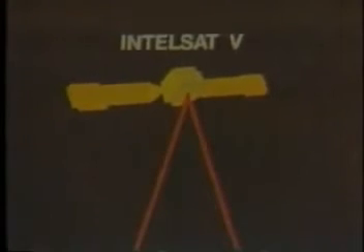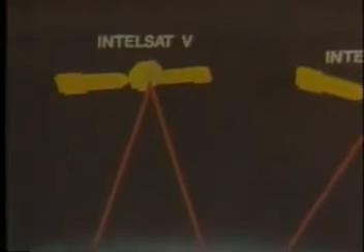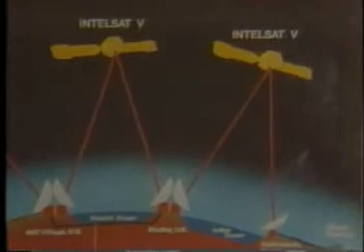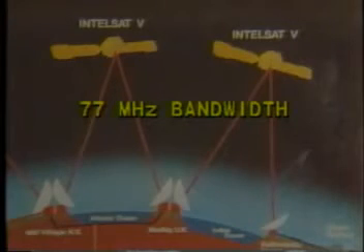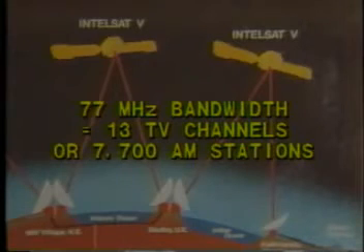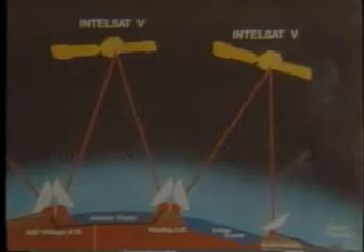As we will see later in this program, the bandwidth capabilities of microwave signals are substantial, far exceeding those of lower frequency signals. Intelsat 5's microwave satellite transponders support bandwidths of about 77 megahertz, the equivalent of nearly 13 television channels, or 7,700 AM radio stations. With the growing need for high-capacity communications channels, these microwave frequencies provide the means to accommodate considerable expansion.